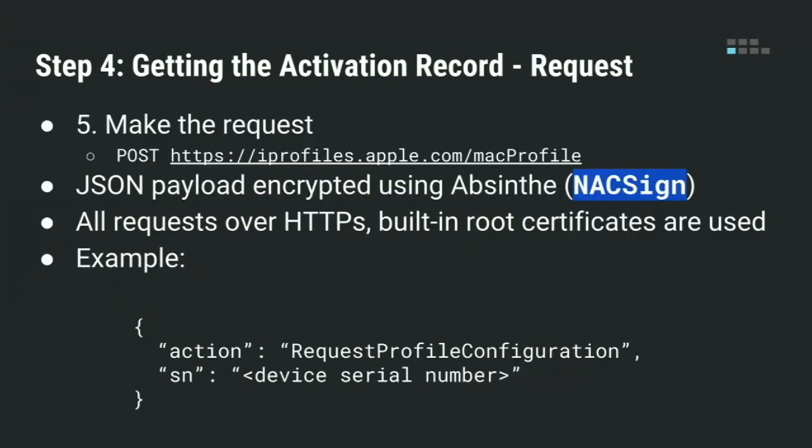And finally, now that the encryption is ready, we're ready to make the request. The last step is to make a POST, including a JSON payload, to the Mac profile endpoint. What this will do is take the example JSON payload below. It will encrypt it using Absinthe, base64 it, sign it, and send it over HTTPS.